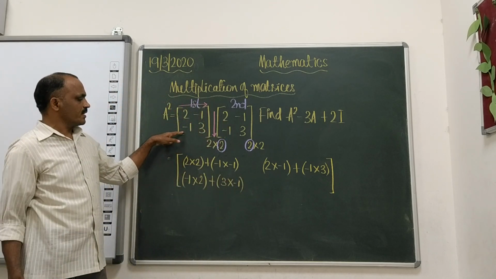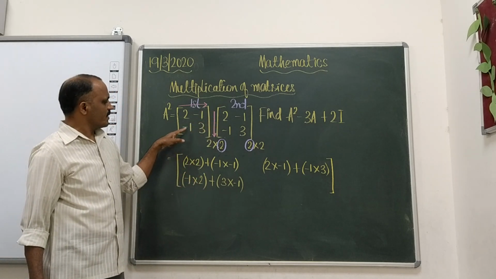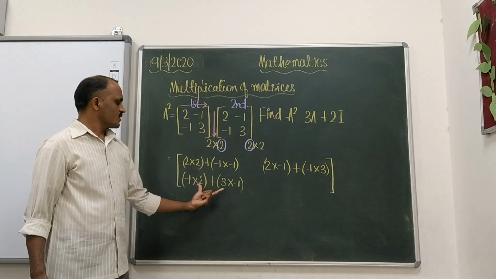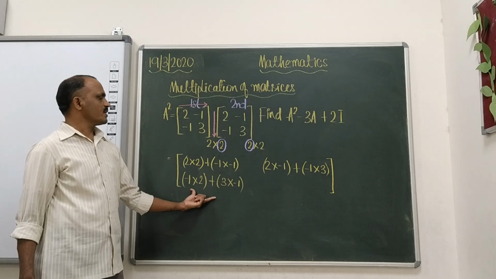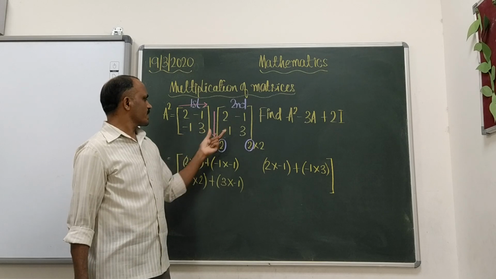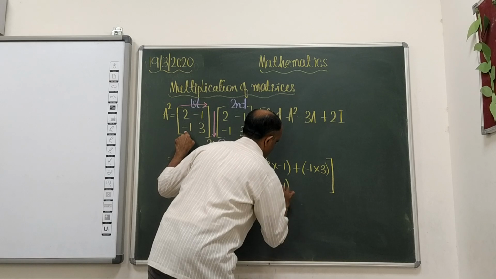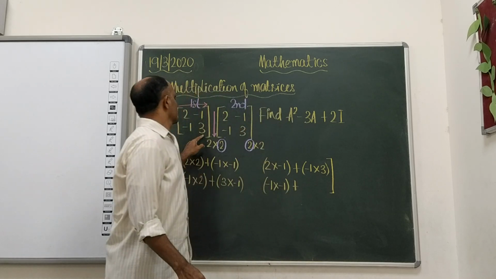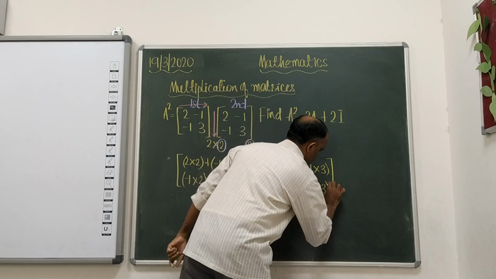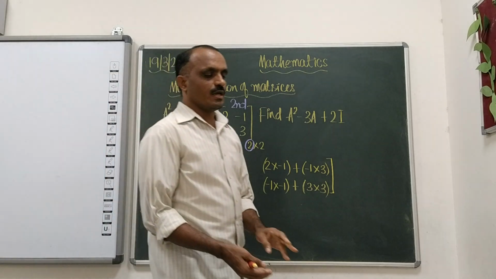So here we are multiplying the second row with the first column: minus 1 into 2 plus 3 into minus 1. So that becomes the second row first element. Next, the second row with the second column is minus 1 into minus 1 plus 3 into 3. So now we have multiplied both the matrix A into A.